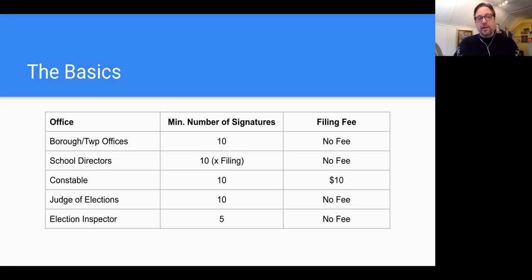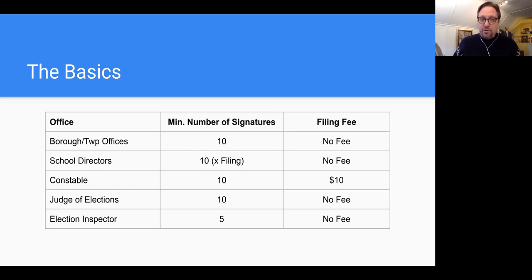If you are seeking any borough or township office in Erie County, you will need a minimum of 10 signatures. 10 signatures doesn't seem like a lot, so we would encourage you to get as many as you can. I would recommend trying to triple that if possible, and get at least 30 signatures. Again, this is an opportunity for you to meet voters in this borough or township, and 10 is not a great requirement. If you are running for office in any borough or township in Erie County, there is no filing fee for those offices.